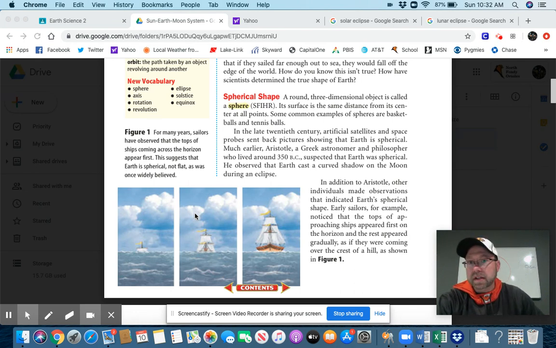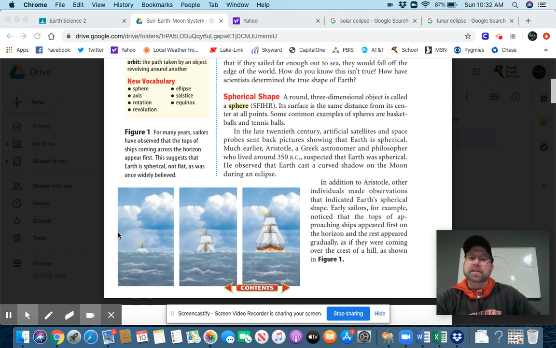We've got satellites that are up high enough to take pictures down here and show us that the Earth is round. But long before that, we're talking 350 BC, so almost 2,500 years ago, people had this figured out. All right, and I'm going to show you a couple of examples of how they did that.